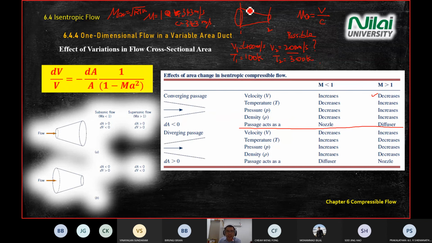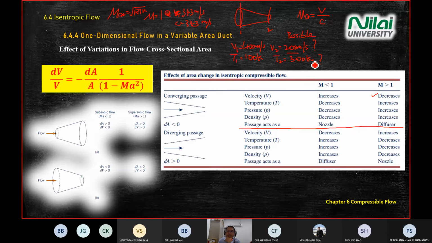Now if you have this setting, you have a converging passage. Speed of sound at point 1 is 343. Velocity is 400. Temperature at point 1 is 100K. Is this possible when the flow comes out, or measured at point 2, your temperature reaches 300? Is this possible or not, and why? Possible, sir. Because the diameter is already small.